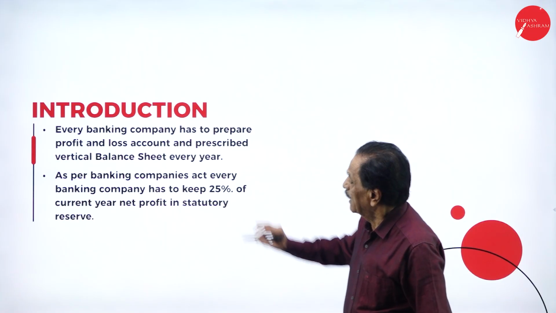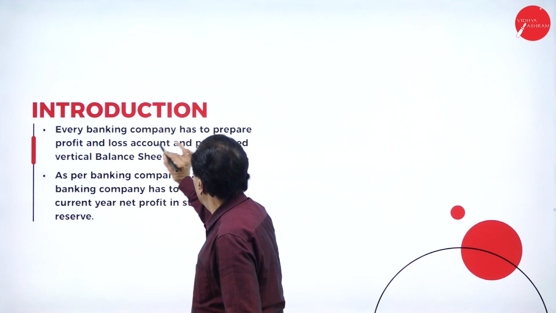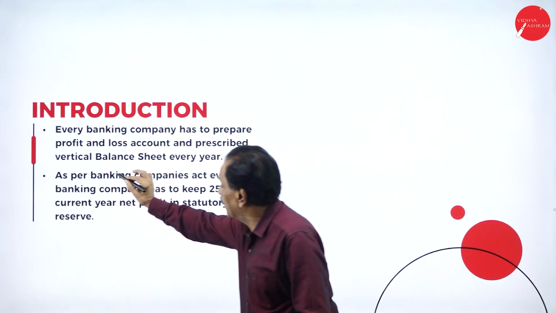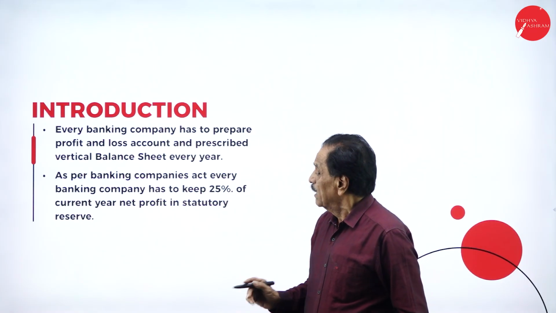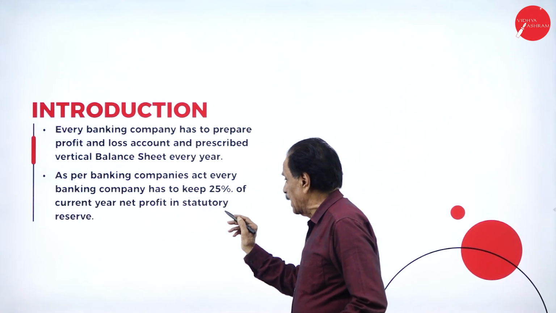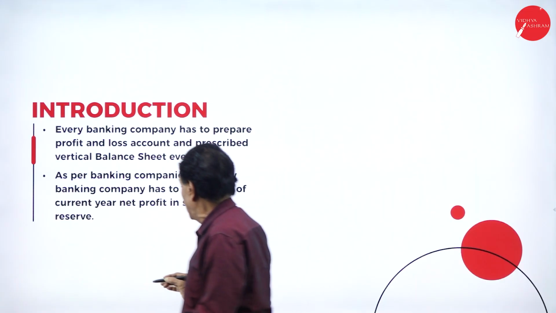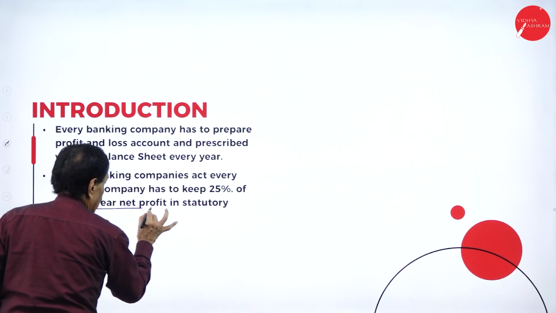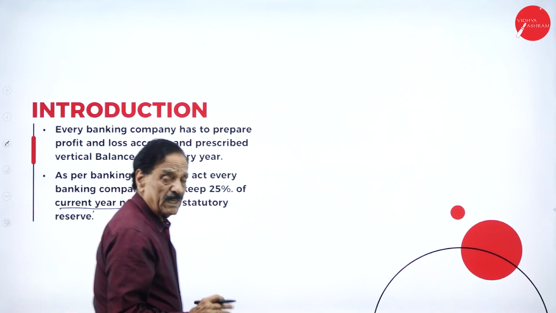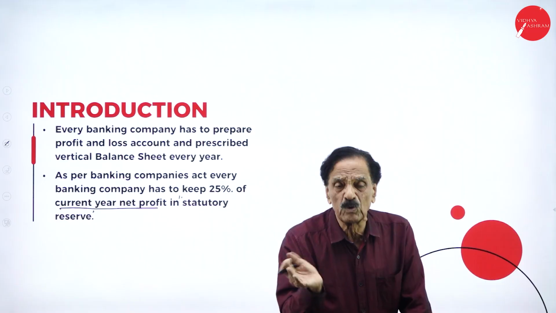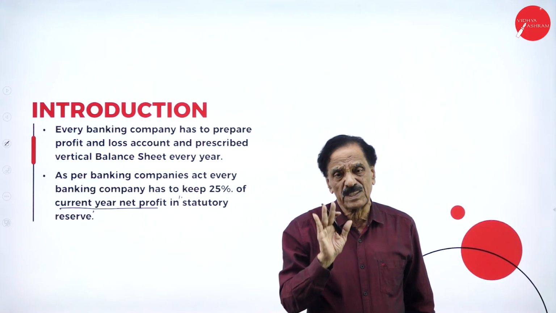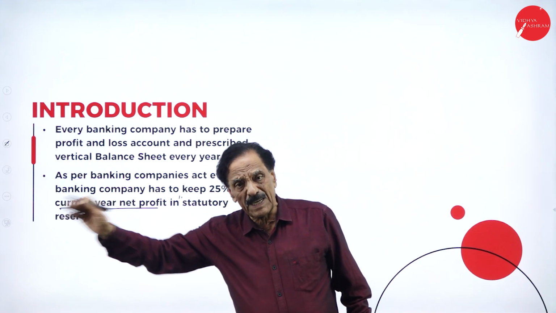Introduction. Every banking company has to prepare a profit and loss account and a prescribed vertical balance sheet every year. As per the Banking Companies Act, every banking company has to keep 25% of the current year net profit in a statutory reserve. This is important. Every year, out of the profit earned, 25% should be kept aside as a statutory reserve, as a law under the Banking Companies Act.